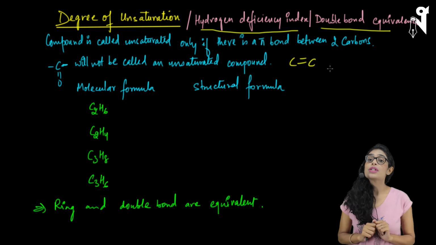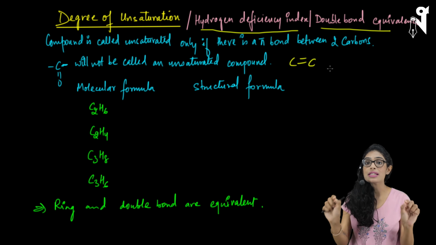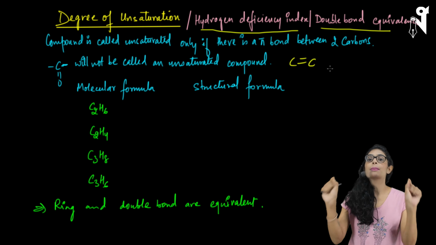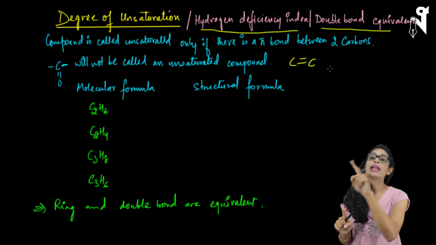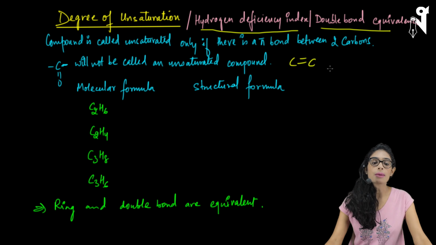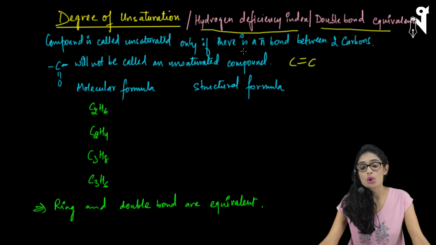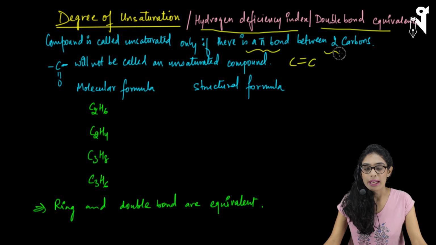So here, when we talk about unsaturation, we are basically dealing with the carbon-carbon pi bond. We are not dealing with a carbon pi bond with any other element. So your compound will be called unsaturated only and only if there is a pi bond between two carbons, not with any other element.